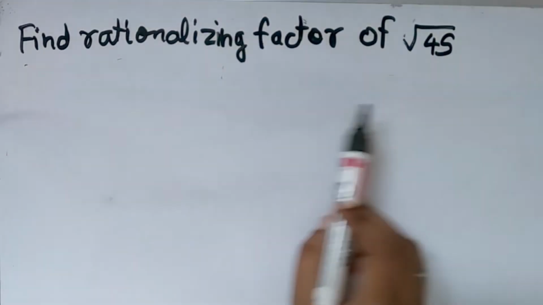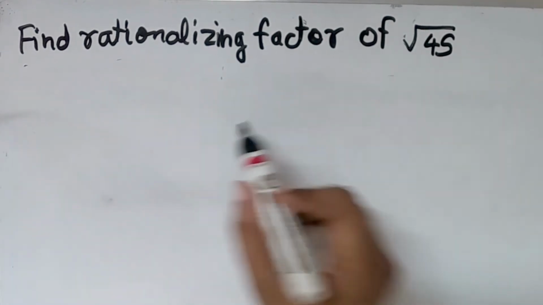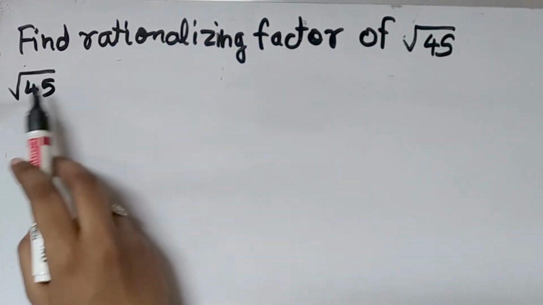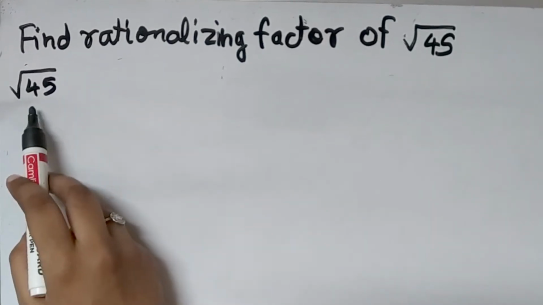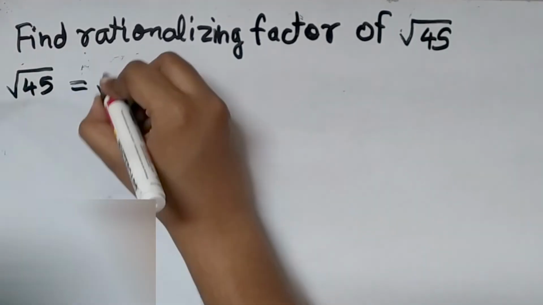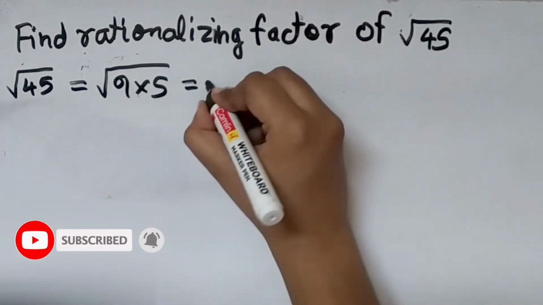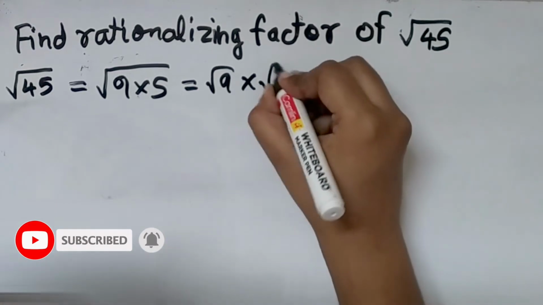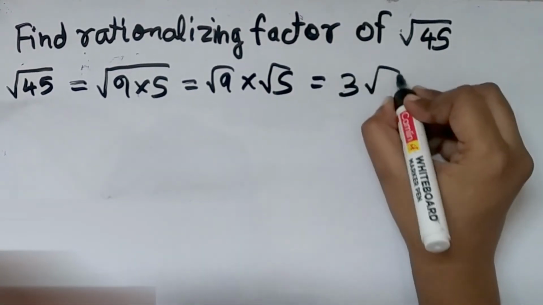Now see this example. Find rationalizing factor of square root of 45. Okay, here for finding the rationalizing factor of square root of 45, first what we will do, we will simplify this surd. So, square root of 45, we can write it as 9 into 5, equal to square root of 9 into square root of 5, which is equal to square root of 9 is 3 into root 5.